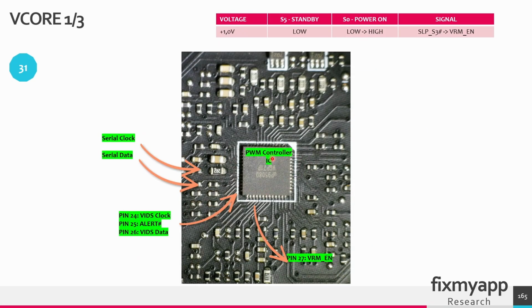This is the PWM controller, and at pins 24, 25 and 26 we can see the clock pin, the alert pin and the data pin. It's located in this region.